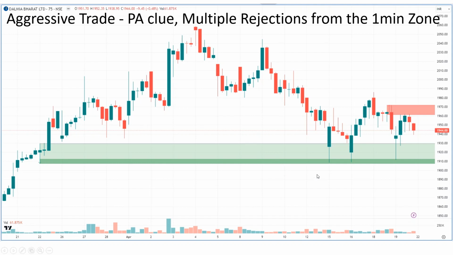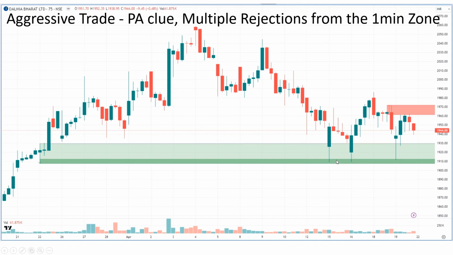But how do we know? When multiple rejections are taking place from this zone, that will be a price action clue. See, this is the first rejection, a huge rejection. But is it good enough to take the next trade? No, it may not be good enough. Maybe this is the time it has given, next time it can be violated. But the second time also it has given a huge rejection. That is a clear indication that multiple rejections are happening from this zone.